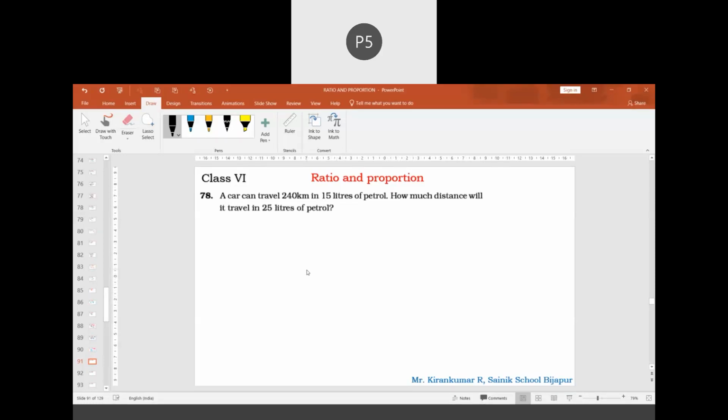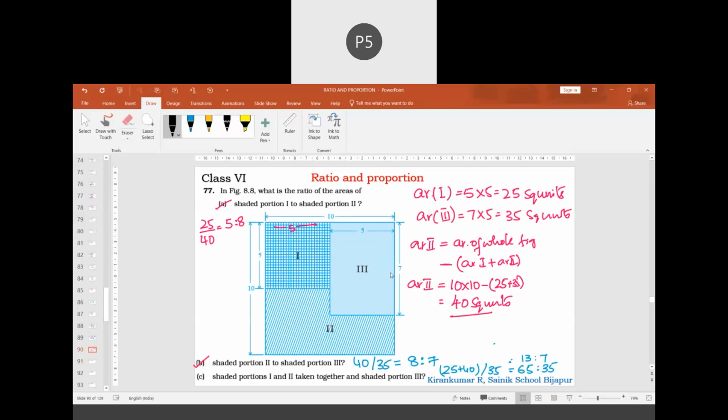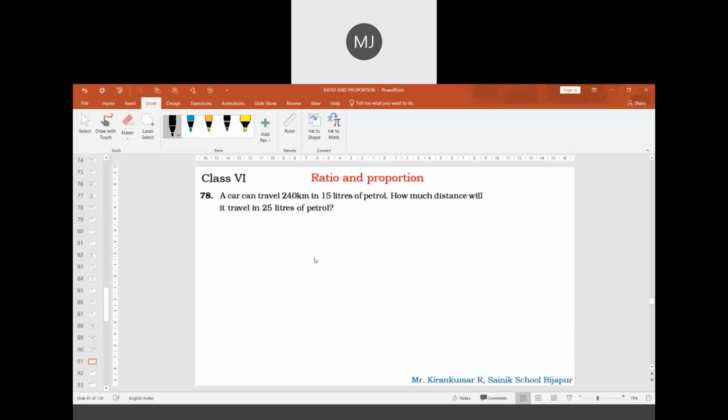Yes. Sir, can you explain 77th also? Sir, 77th question. This is 77th question. Sir, 400 kilometers. 440 kilometers, sir. 400 or 440? 400 kilometers. Sir, 400 kilometers. Let us try this.